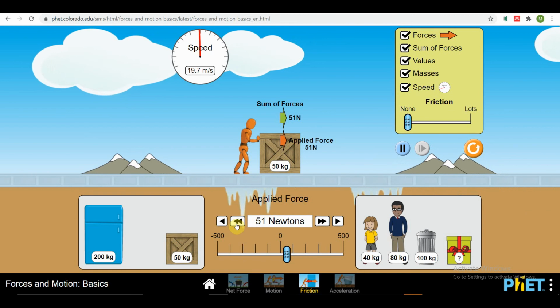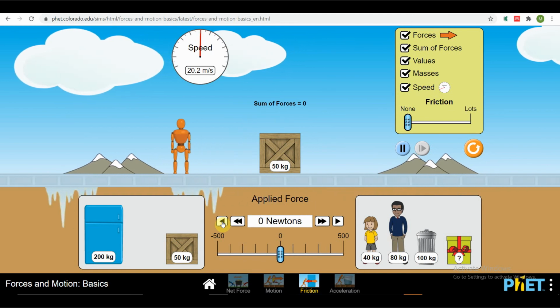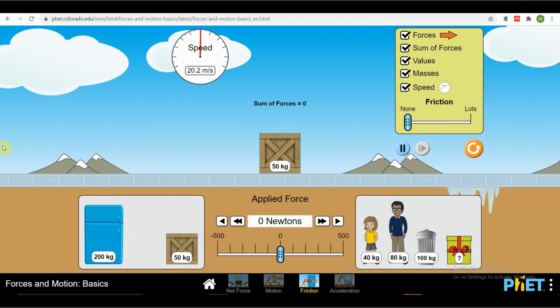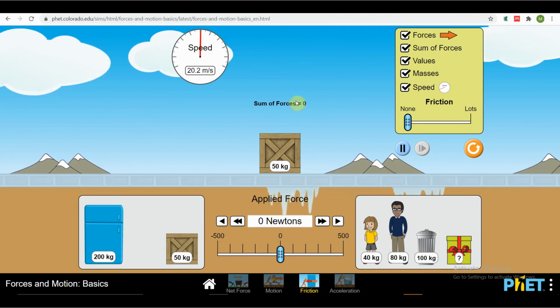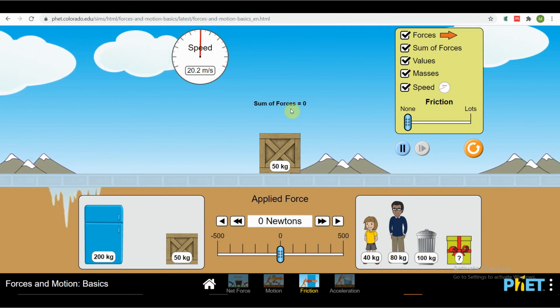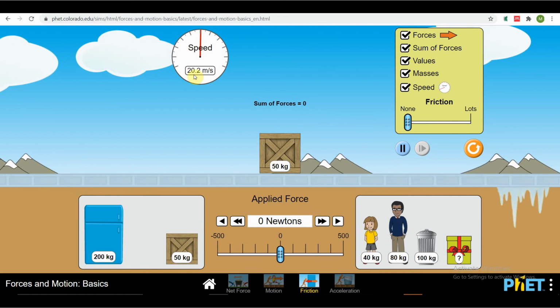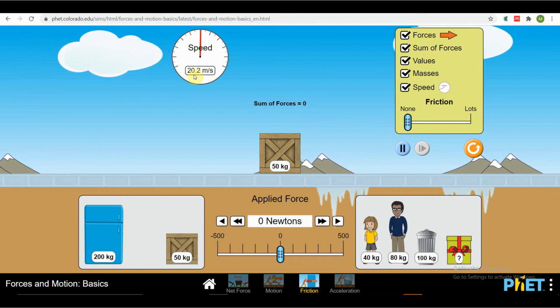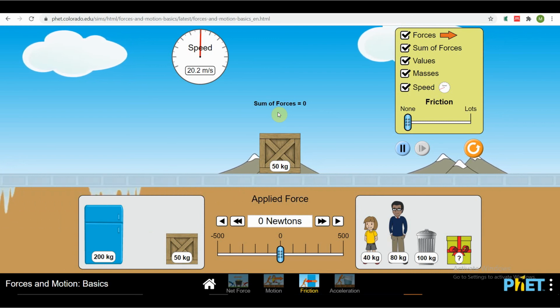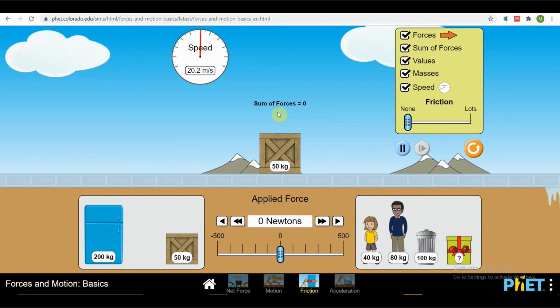How about if I decrease this force to zero? It means that I ask this guy to leave it. So the net force is zero. There is no force. But what is the current state of this box? It is moving at this speed, which is 20.2 meters per second. But since the sum of the forces is zero, this box will continue moving forever.